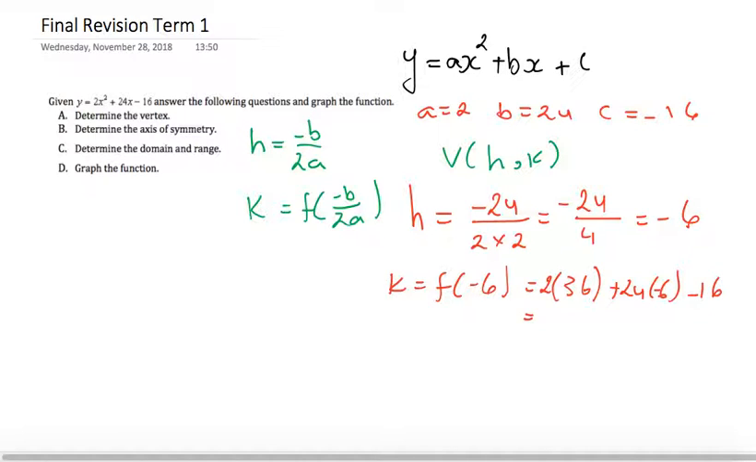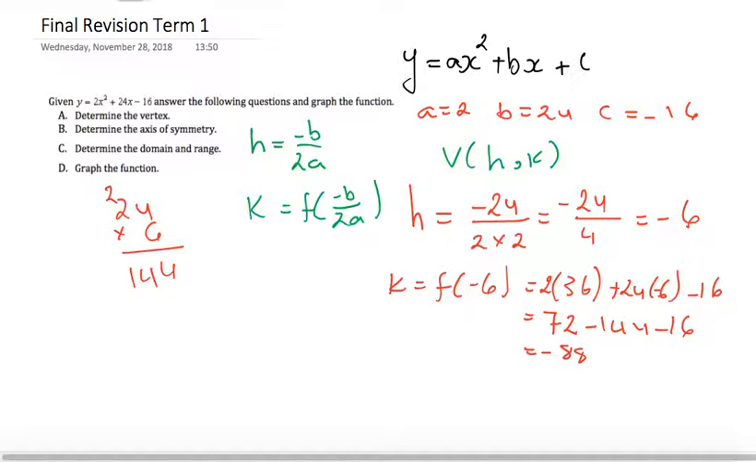And that will give me 2 times 36 is 72, minus 24 times 6. 24 times 6 is, 6 times 4 is 24, 6 times 2 is 12, 12 plus 2 is 14, that's 144. And then I have minus 16 to sum it up: 72 minus 16 minus 144. So 72 minus 144 gives me minus 72, minus 16, that's minus 88. So that's going to give me minus 88.